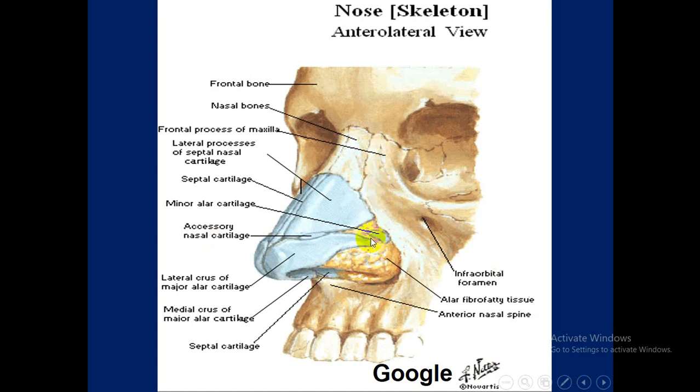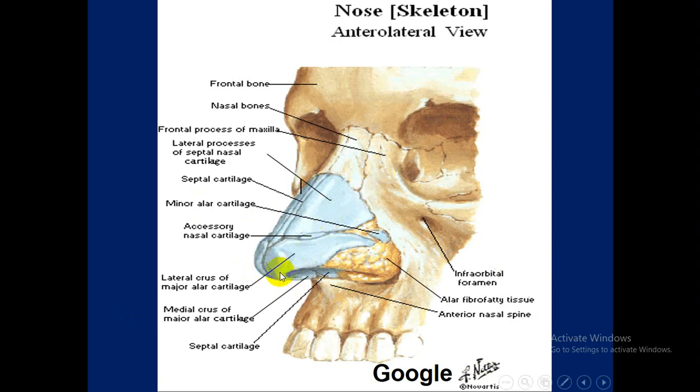I will start with the nasal cavity. The nasal cavity is the first part of the respiratory system. It extends from the nostril anteriorly to the choana, which is the posterior nasal aperture, posteriorly.